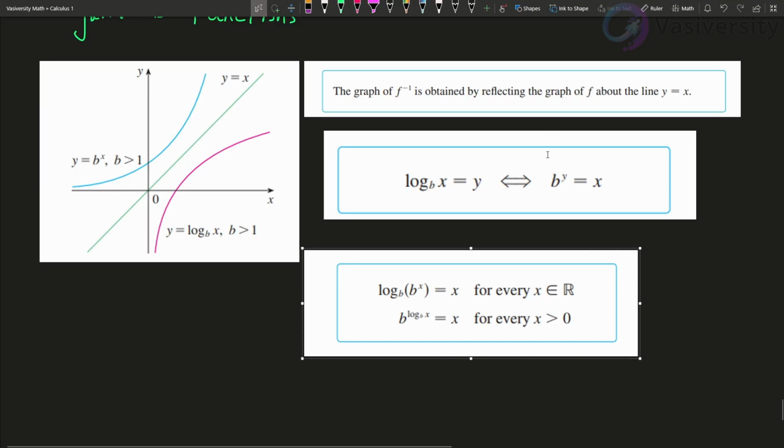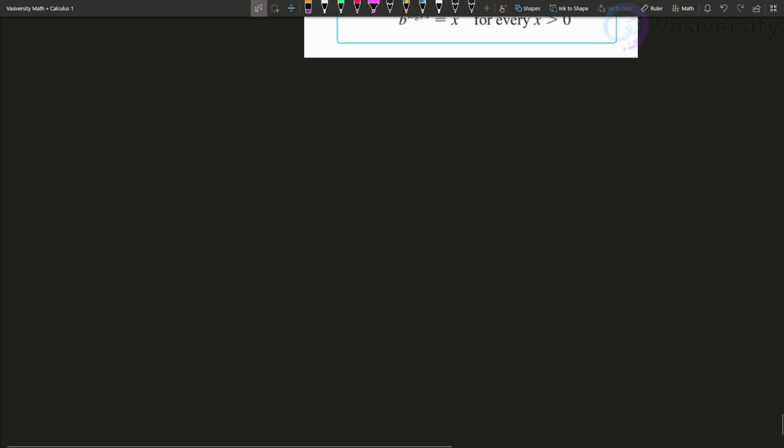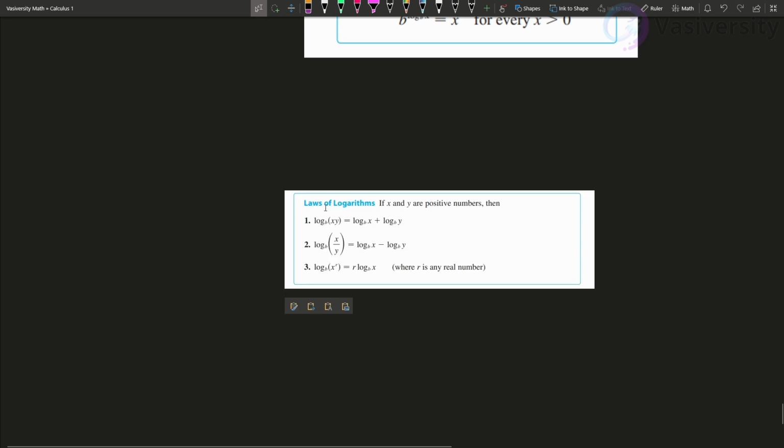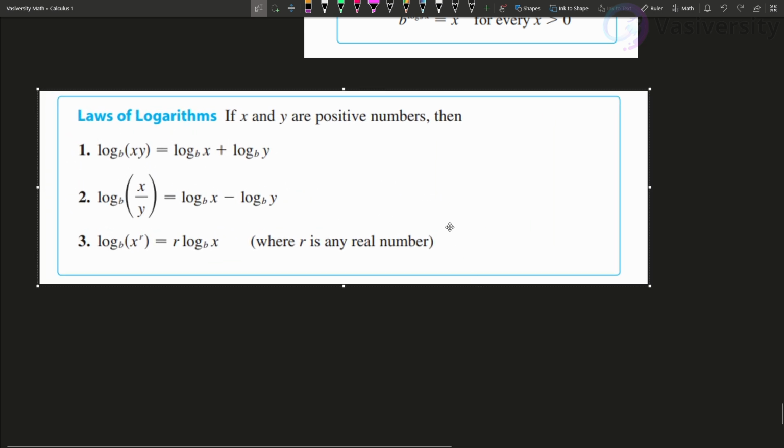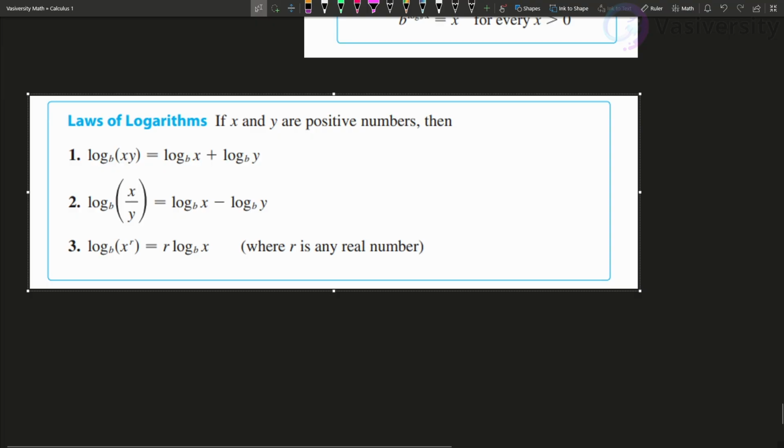And so the most important part is, of course, the laws of logarithms, the algebraic rules for logarithms. If x and y are positive numbers, then logarithm base b of xy is going to be logarithm base b of x plus logarithm base b of y. Then logarithm base b of x over y is logarithm base b of x minus logarithm base b of y. Logarithm base b of x to the power of r is equal to r times logarithm base b of x.